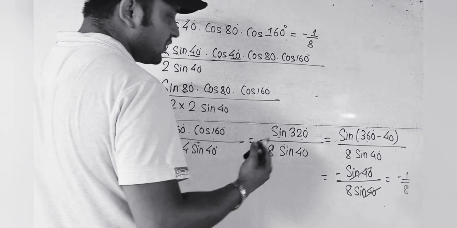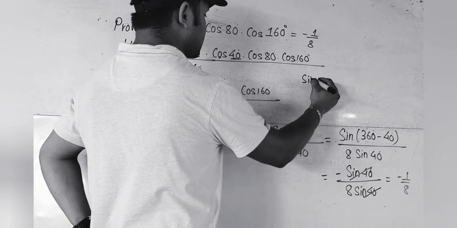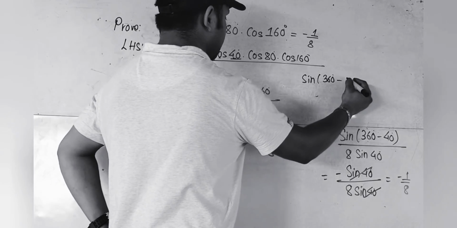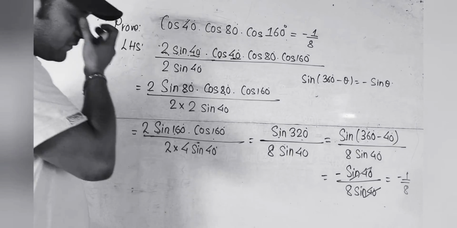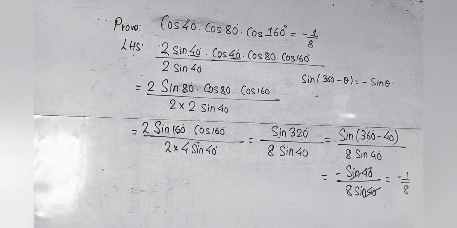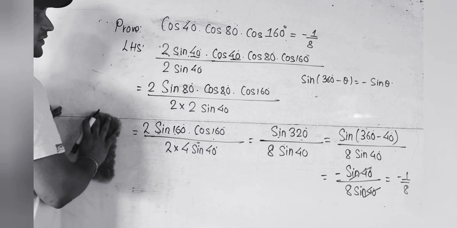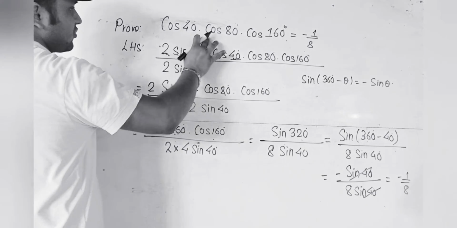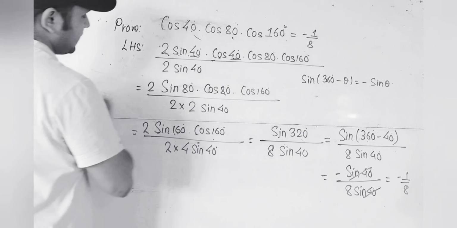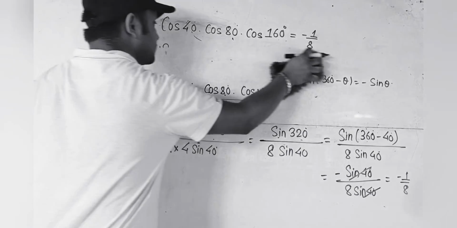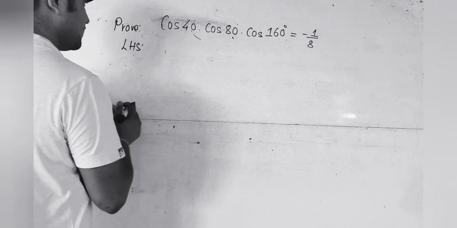Now if you are thinking how sine 360 minus theta is minus sine theta, on the basis of same way we got this solution. Now this problem can also be solved in another way. So this is one of the ways where you have cos cos cos and angles being double, 40 double 80 and 80 double 160. So now you can also solve it in the next way. I'm just going to teach you the next way.